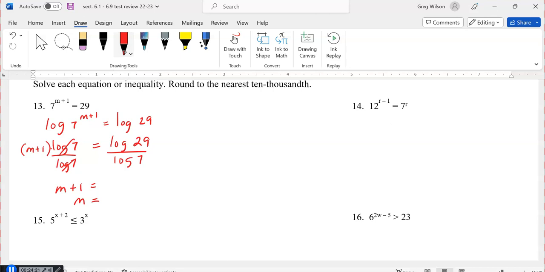And then to get my answer for m, I would subtract 1. So 1.73044 is what I currently have, but when you subtract 1, that's 0.73044, so it looks like it's going to be 0.7305. It says to round to the nearest 10,000.